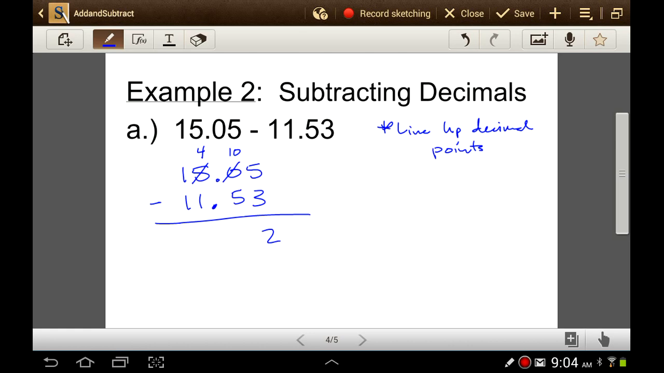10 minus 5 is 5. My decimal point moves down. 4 minus 1 is 3. 1 minus 1 is 0. So my final answer is 3 and 52 hundredths. Okay, make sure you subtract on these. You've got to pay attention to that. You don't want to make that mistake of accidentally adding. So it's important to pay attention to those. Okay, if you need to pause, go ahead. Otherwise, I'm going to move on to my next example.